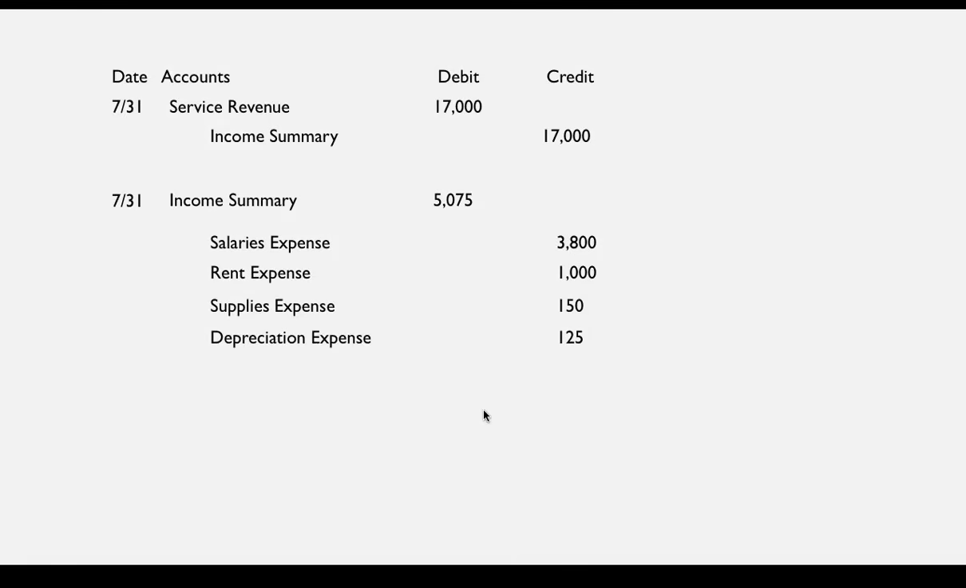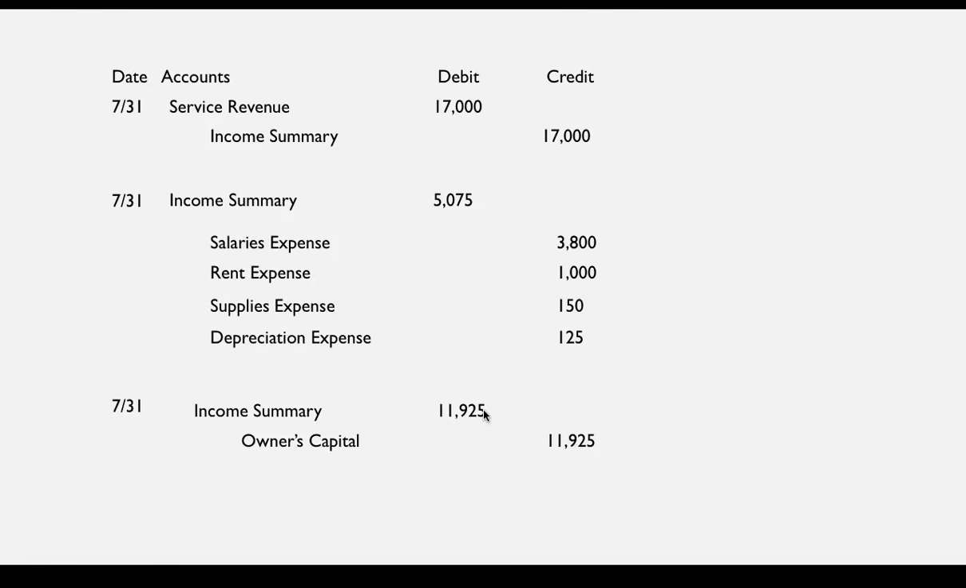So to close out income summary, we have to do the opposite of whatever its balance currently is. Its balance is currently a credit, so we need to debit income summary $11,925. Now, where do we close income summary to? Well, we're going to close income summary to owner's capital.